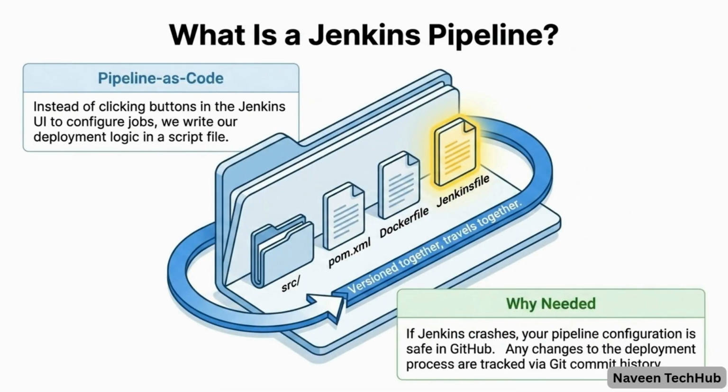A Jenkins pipeline is basically our CI/CD process represented as code. Instead of configuring every step manually inside the Jenkins UI, we place the pipeline instructions in a Jenkinsfile. That Jenkinsfile can live in the same Git repository as the source code, Dockerfile, and build configuration. This is important because our deployment logic is now version-controlled, reviewable, and recoverable.